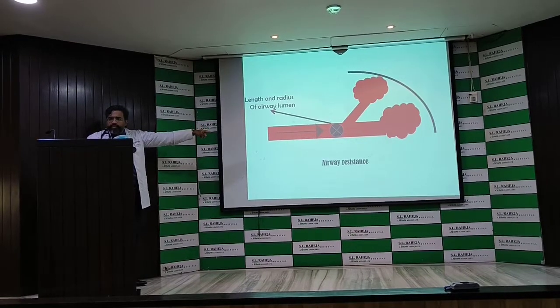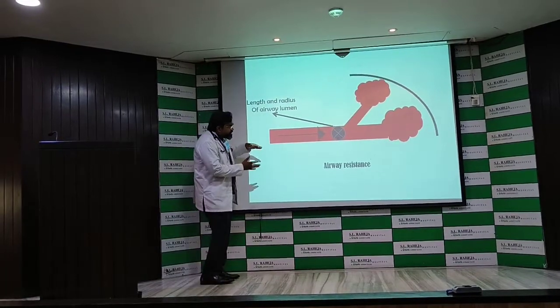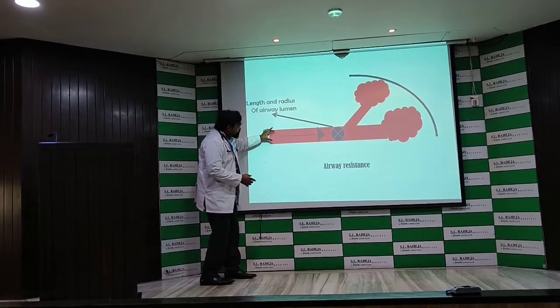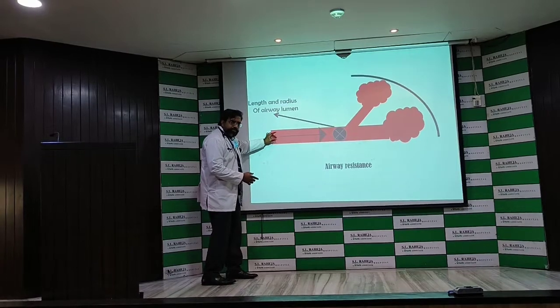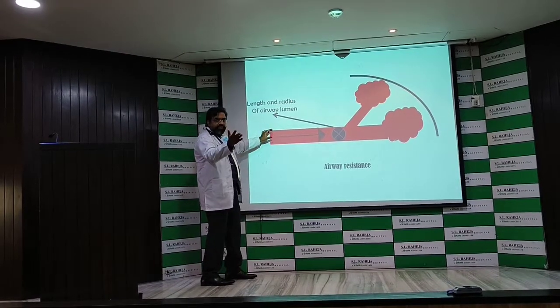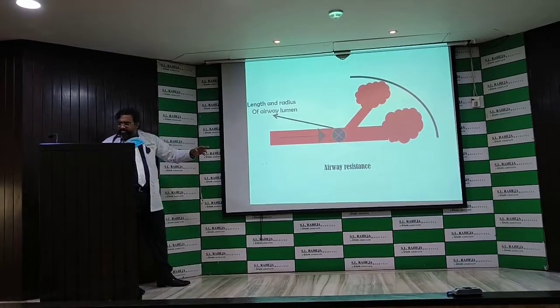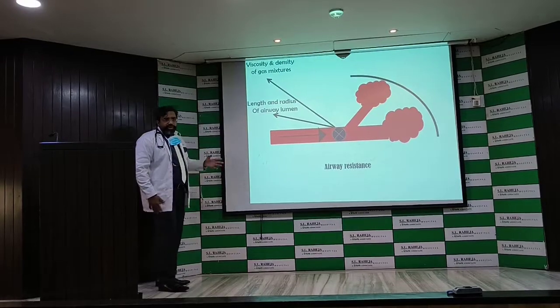It will depend on the length of the tube, the radius of the tube. That means to say, if you have bronchoconstriction, the radius of the tube is going to go down, which will cause a reduction in the compliance. Clear on this? It also depends on the gas. It also depends on the viscosity of the gas.